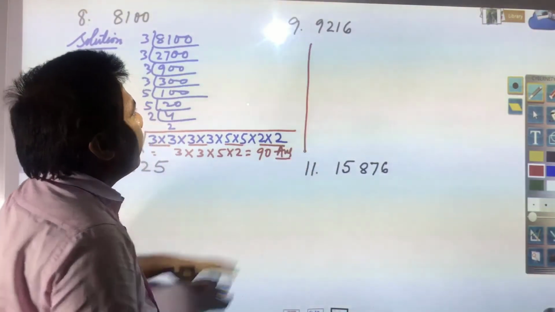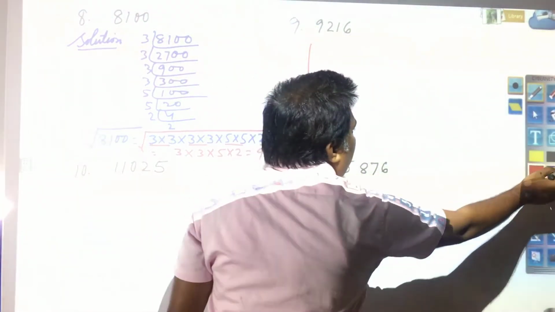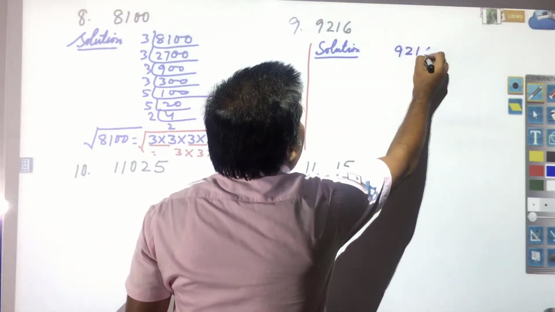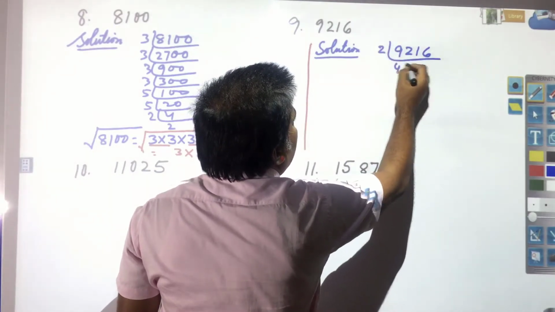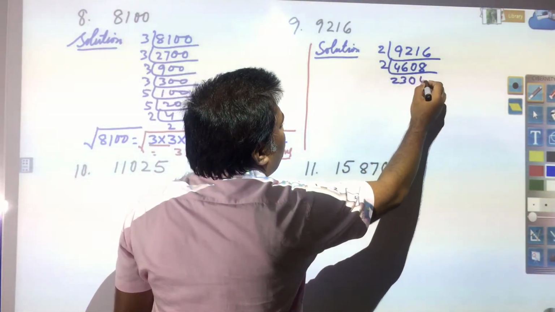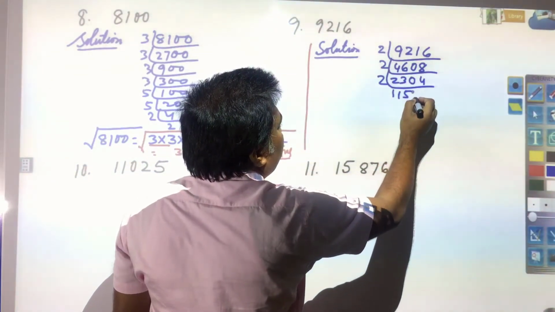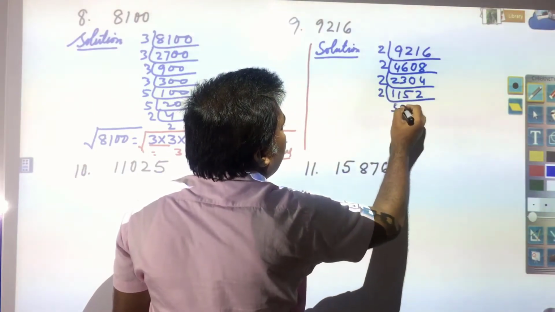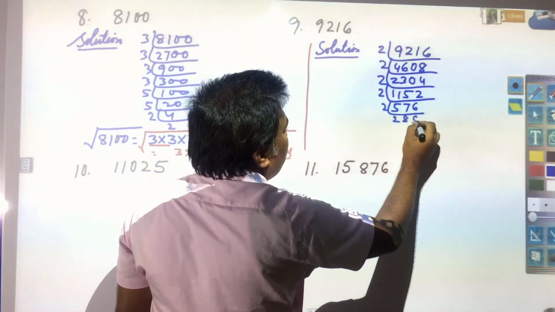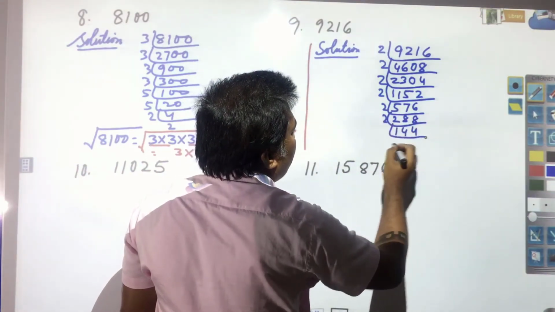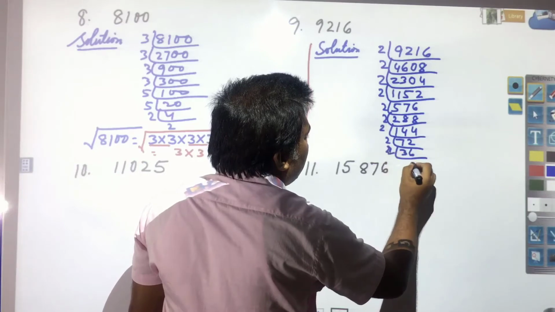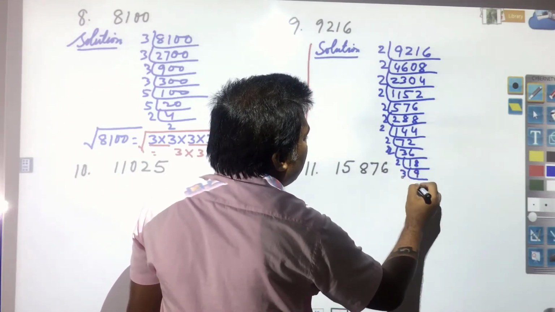Next you see 9216 you have. 2 fours are 8, 2 sixes are 12, 2 eights are 16, 2 twos are 4, 2 threes are 6, 2 fours are 8, 2 ones are 2, 2 ones are 2, 2 fives are 10, 2 twos are 4, 2 fives are 10, 2 sevens are 14, 2 sixes are 12, 2 twos are 4, 2 eights are 16, 2 eights are 16, 2 ones are 2, 2 fours are 8, 2 fours are 8, 2 sevens are 14, 2 twos are 4, 2 thirty-sixes are 72, 2 eighteens are 36, 2 nines are 18, and 3 threes are 9.